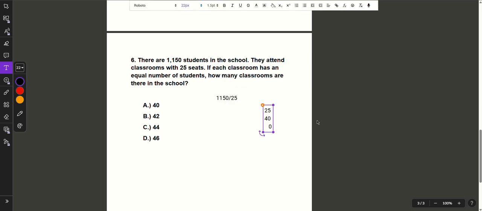Then we can do 0, and that'll be 20, so 2 goes on top right here. And then 4 times 8, plus 2 equals 1,000. So that's not enough, so we should increase it by a bit.